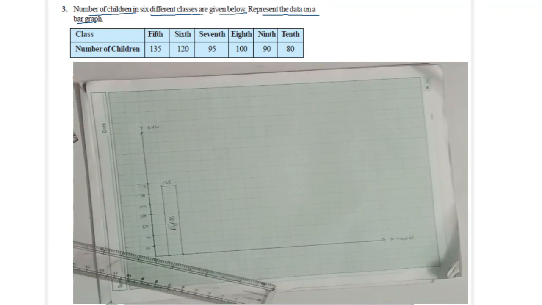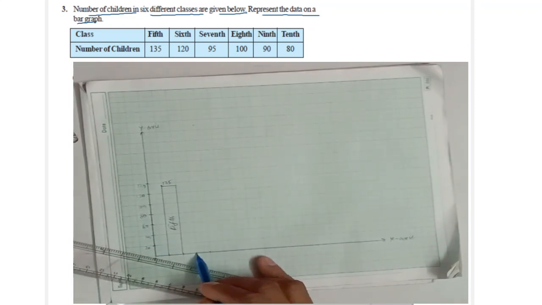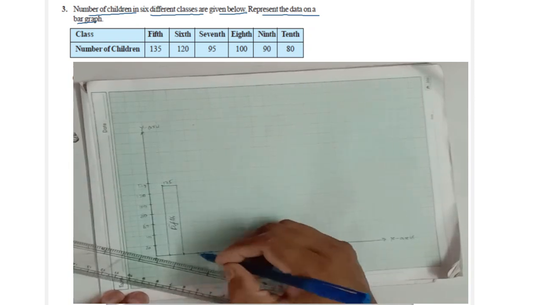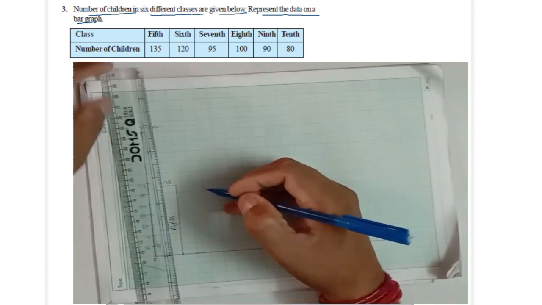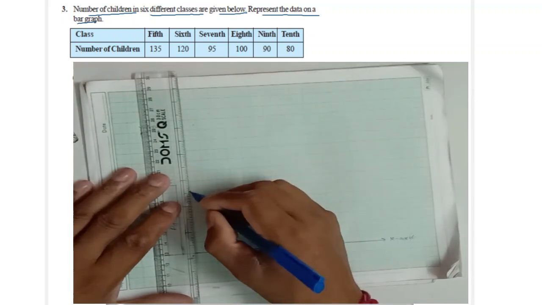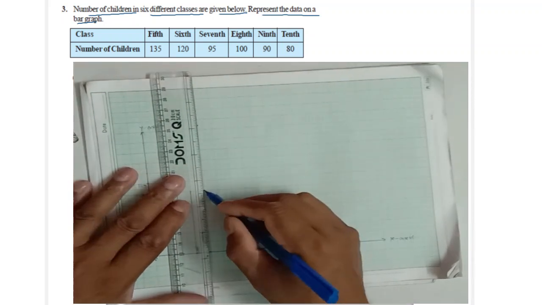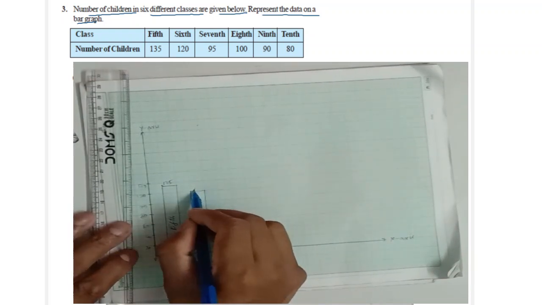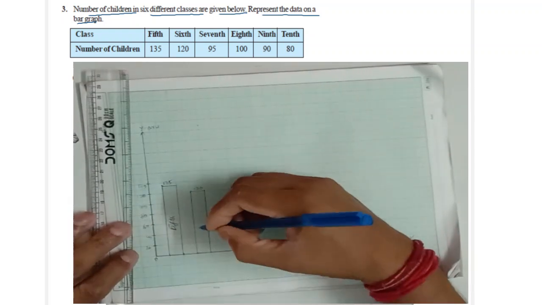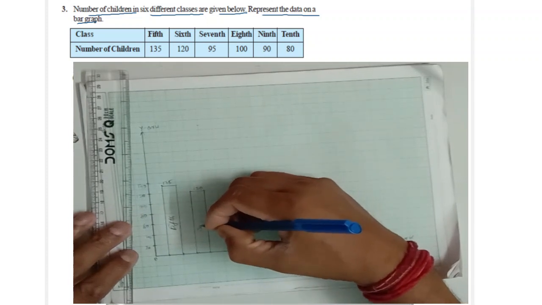Then next is for 6th class, it is 120. You leave one block and then take the next block, that is 10 small divisions, and you have to take it up to 120, up to here. Then draw this bar up to 120. Join this, and then again join here, join this. This is 120, and this is for 6th class. 6.